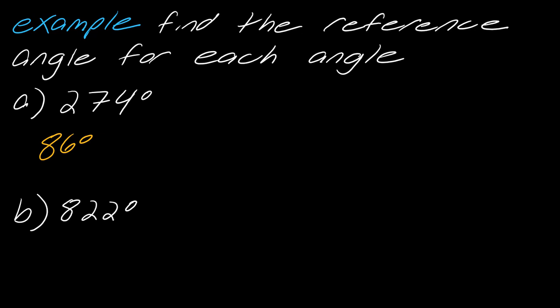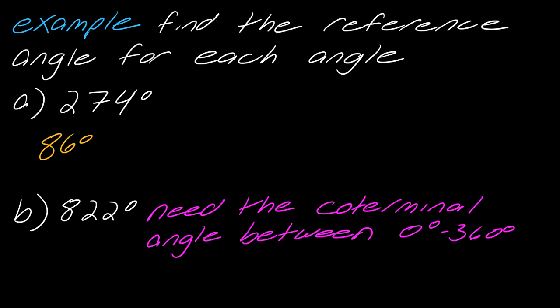Now let's move on to our 822 degrees. The first thing that you need here is the coterminal angle between 0 and 360 degrees. Anytime you have an angle that is not between 0 and 360 degrees, you always want to do the math to figure out what it is coterminal with.